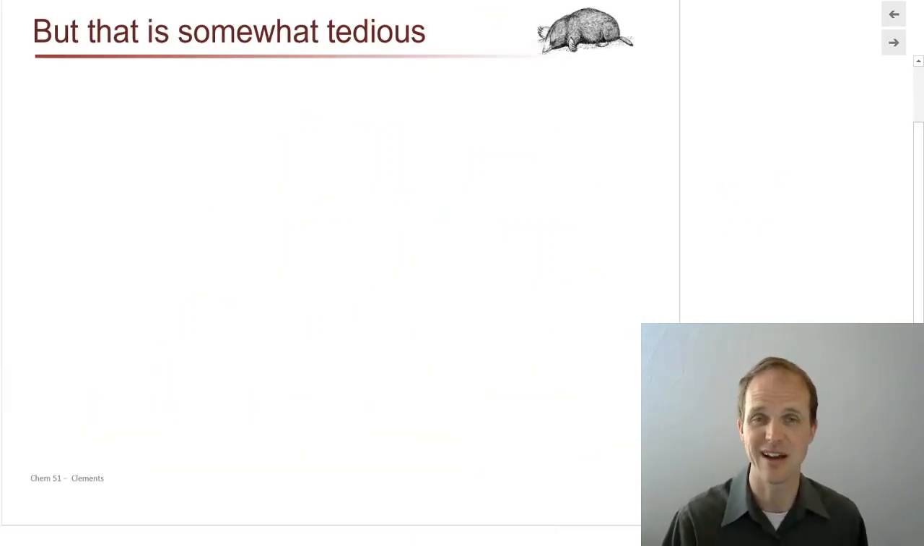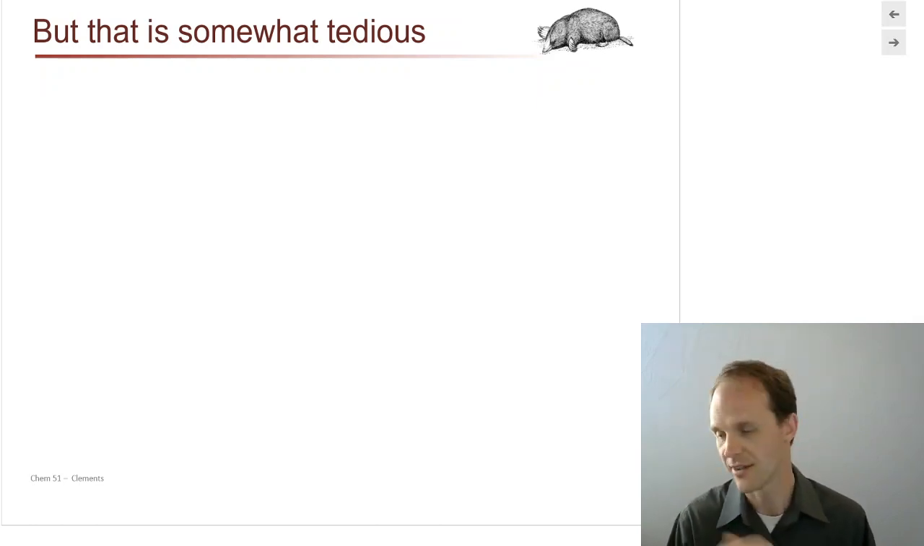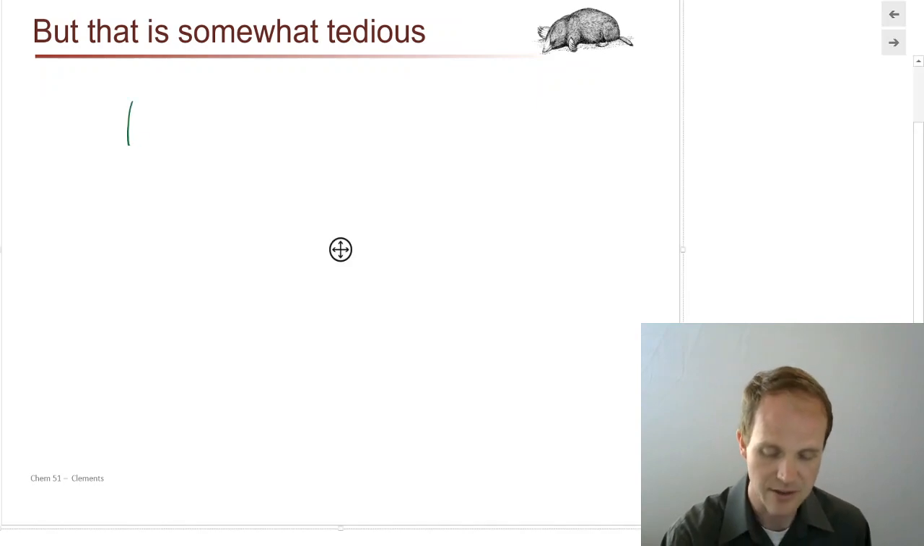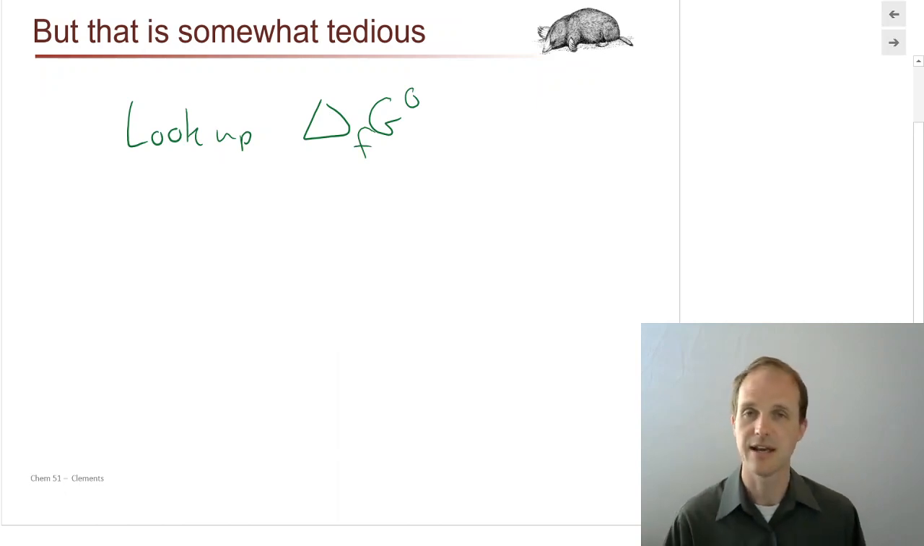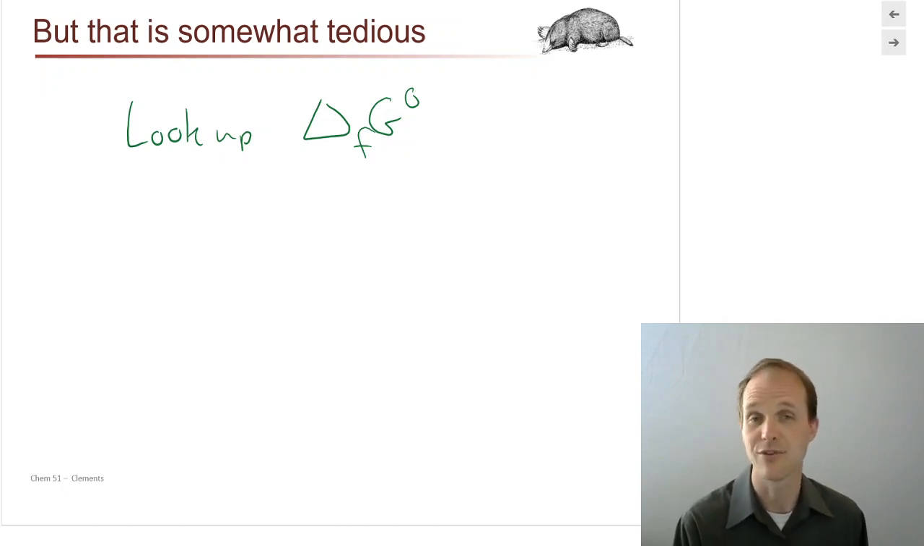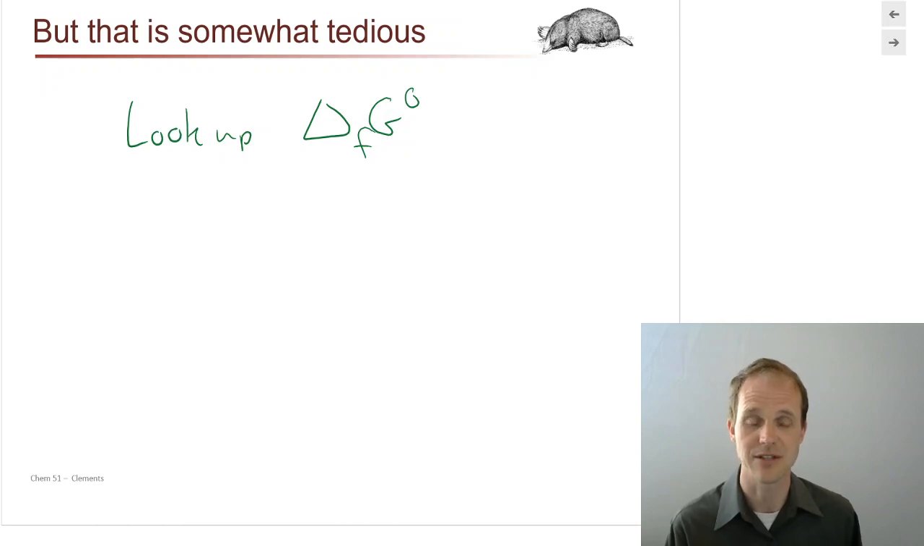Wouldn't it be nice if we could just calculate delta G's directly? And the answer is we can. Oh, thank goodness. So it turns out we can look up delta G naught of formation. Now, these are delta G naught of formation, which means, again, they are referenced to a standard state, when the standard state is elements in their standard state.